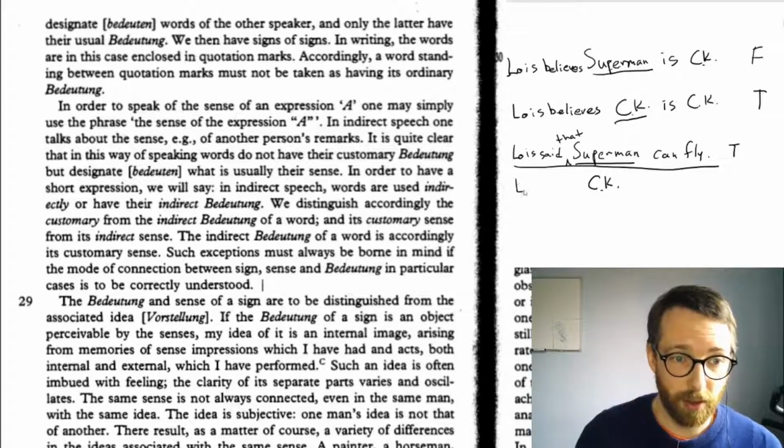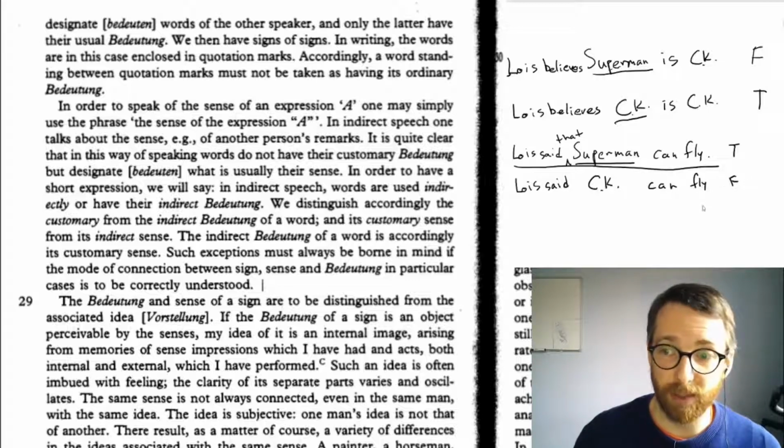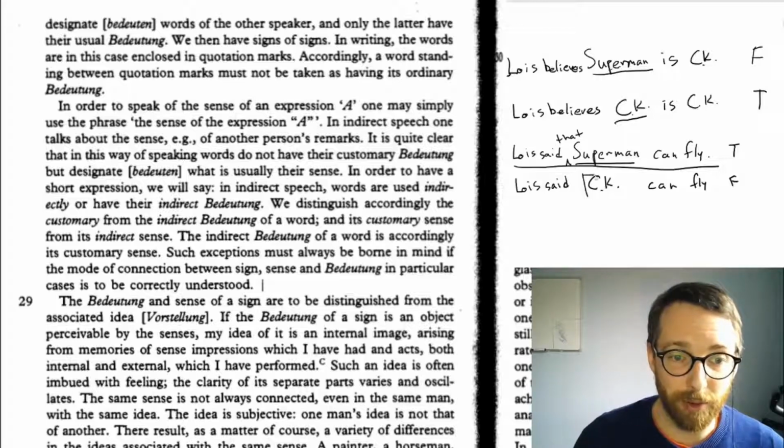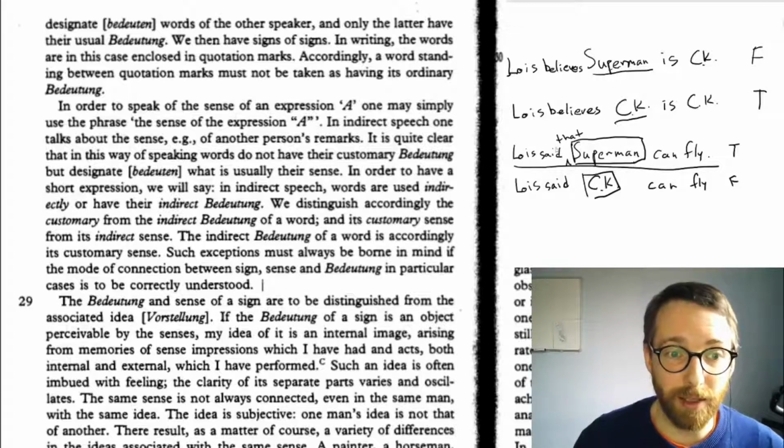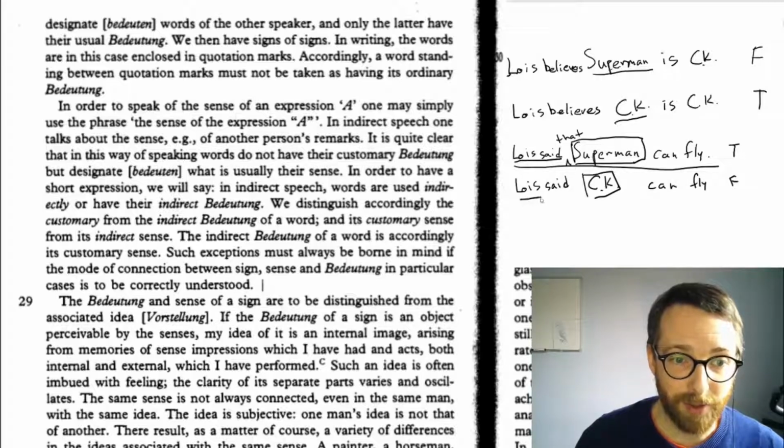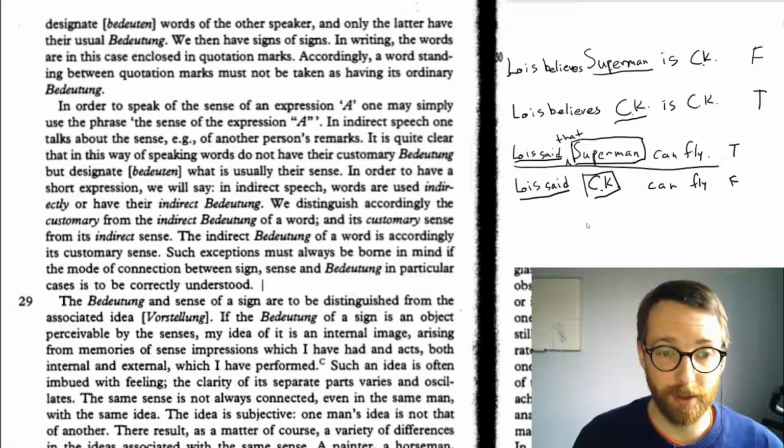So if I say, Lois said Superman can fly, that sounds true. Lois Lane said Clark Kent can fly, that looks false. That means this is a case of substitution failure. Frege's answer is, this just looks like a case of substitution failure. What's really going on is that it looks like a case of substitution failure because normally Clark Kent and Superman have the same reference. But in this special kind of sentence, when it comes after "Lois said that," they no longer have the same reference. Now, what used to be their sense, their customary sense, is their reference. And that's why this sentence can go from true to false when you make the substitution.